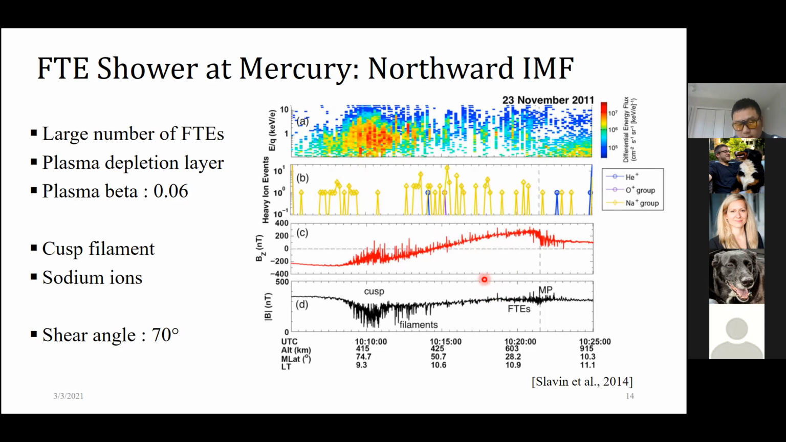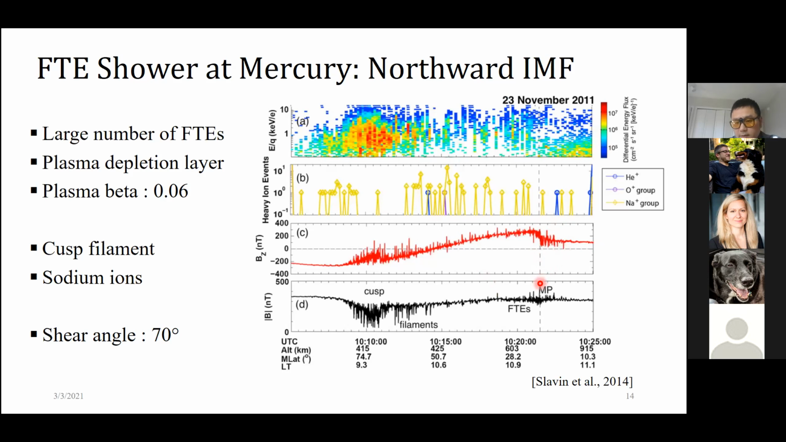So in this event, Mercury crossed the cusp first, and then the high latitude magnetosphere, and crossed the dayside magnetic poles and entered into the magnetosphere. So it is the opposite traveling direction from the last figure. And the vertical line here indicates the dayside magnetic poles. What we observe in the magnetosphere is that the magnetic field is northward, and we calculated that the shear angle is around 70 degrees.